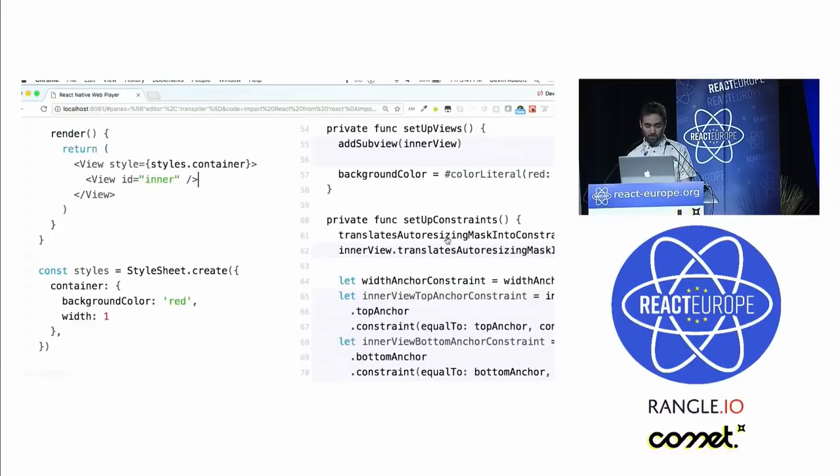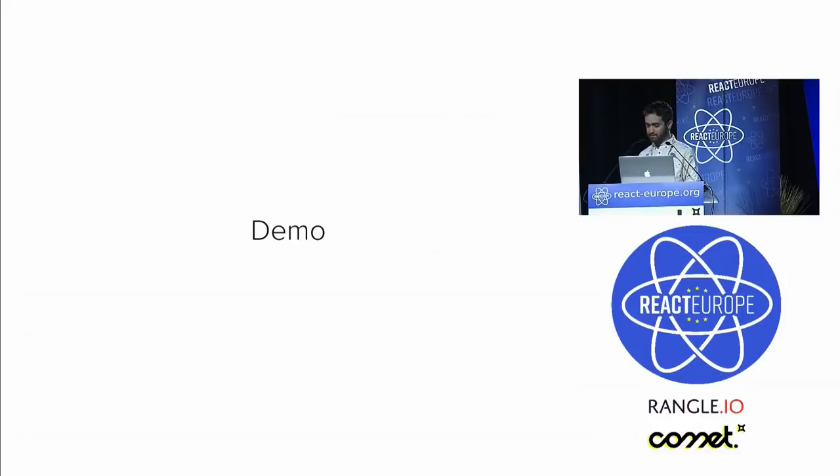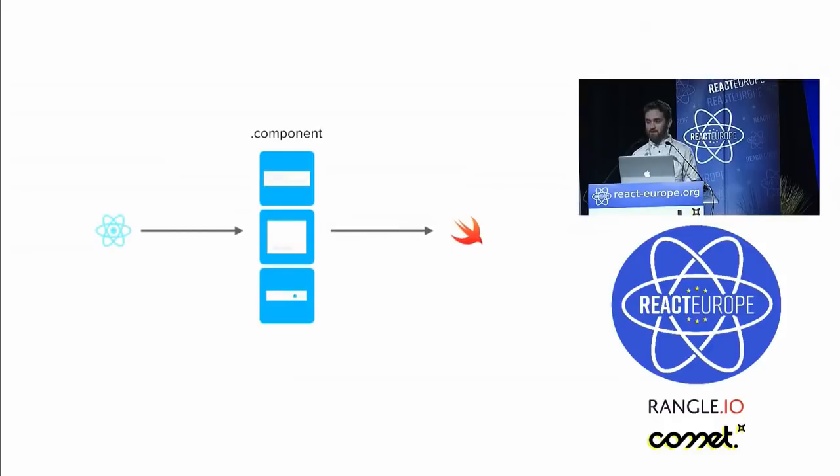Anyway, in this demo, I showed you how I can take a React Native component and translate it into Swift, which is pretty cool. Now what's actually happening here is I'm going through an intermediate format. So I'm taking my React component, I'm converting it first to a JSON format, which I'm calling .component, and then to Swift. And this is powerful because from the JSON, I can much more easily manipulate this component.